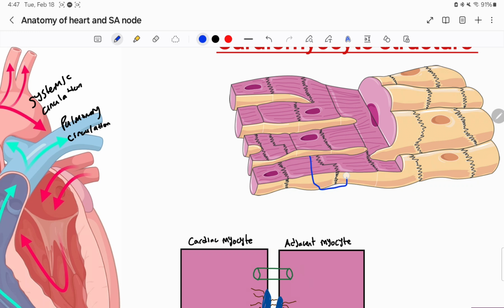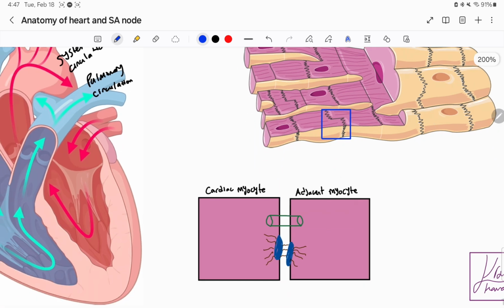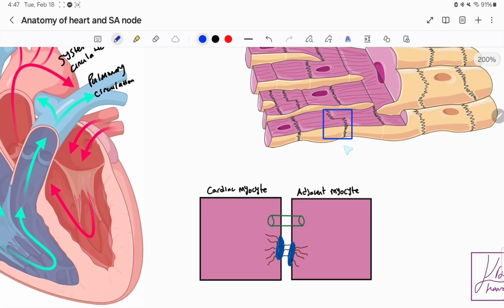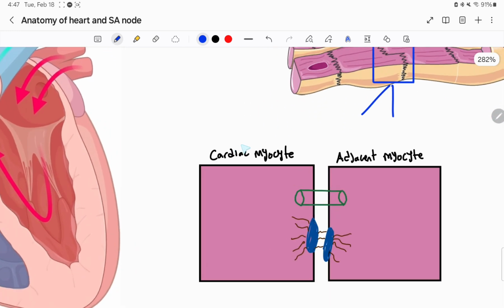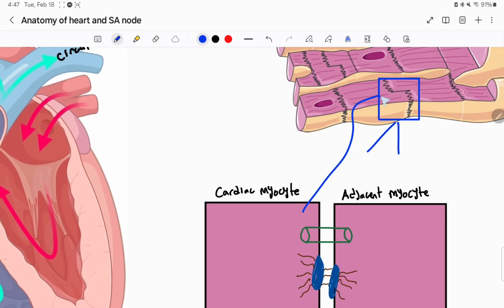Well, it's this little region right here, this little zigzag line region. That has a special name. That's called an intercalated disc. But what does that mean? Let's take a closer look. Let's zoom in even more. Here's going to be an example. We're going to see one cardiac myocyte, which represents this guy, and then the adjacent cardiac myocyte that's attached to it, which is this guy.